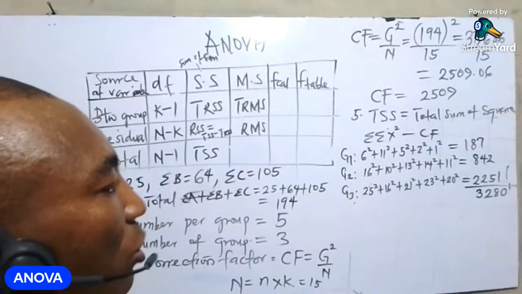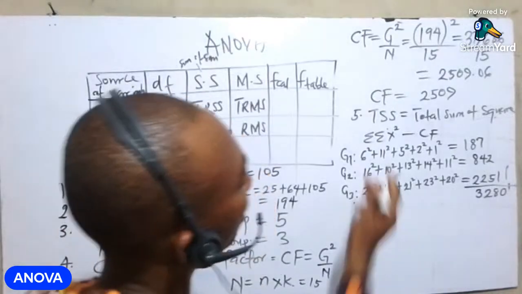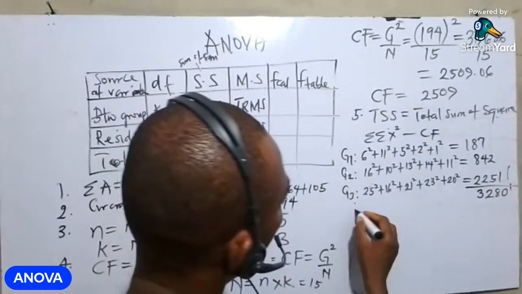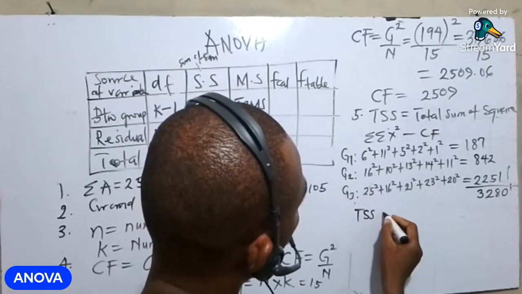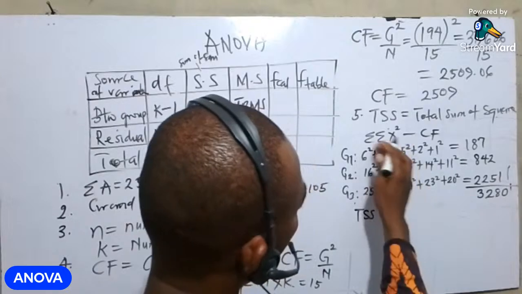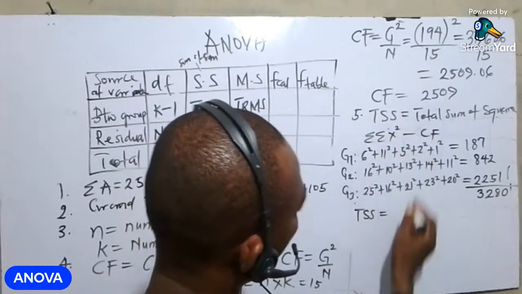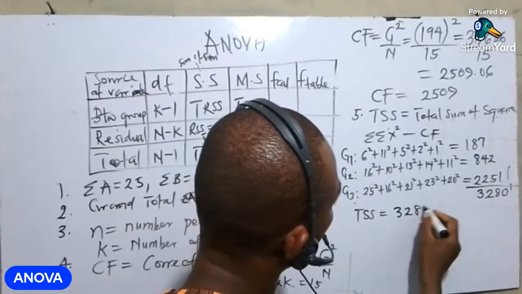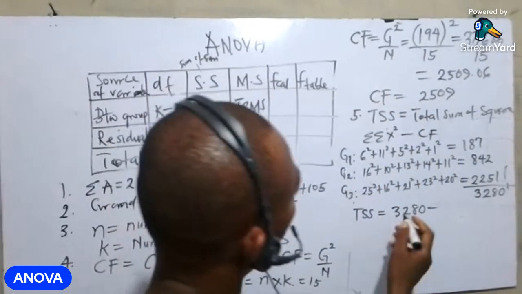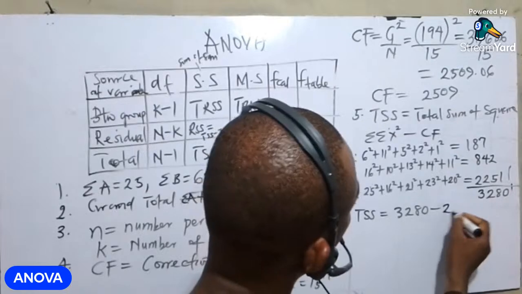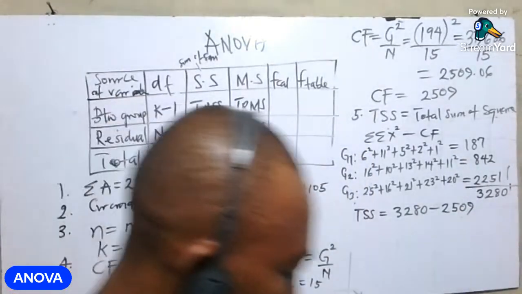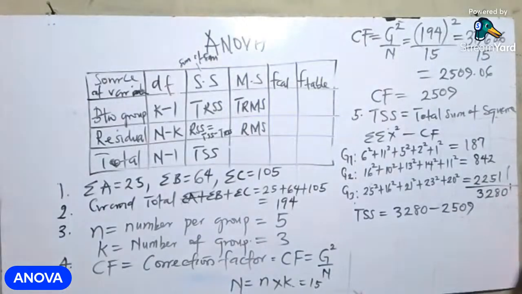3,280. And the formula says for TSS, the total sum of square, is equals the summation s square, which is 3,280 minus CF, that is the correction factor. So the correction factor is 2,509. So when you take that, can we take that away?